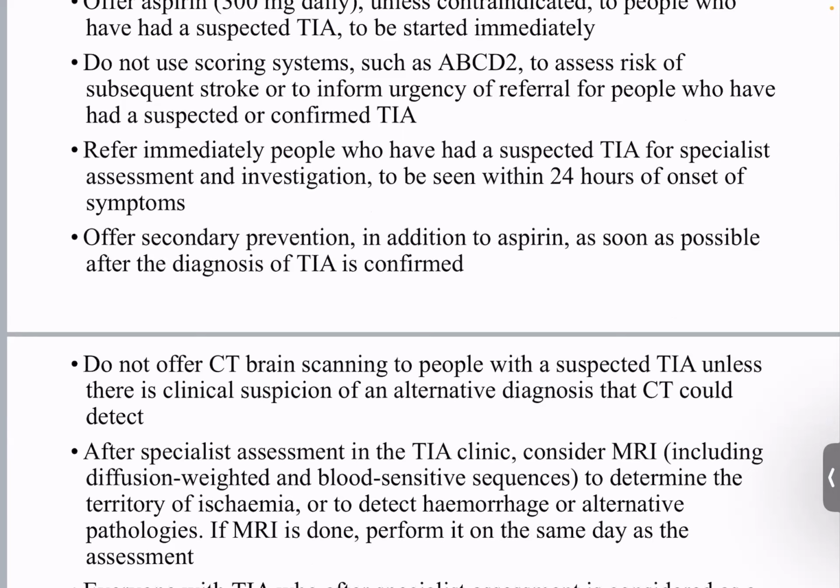Especially diffusion weighted and blood sensitive sequences can pick up the territory of ischemia on MRI and detect hemorrhages or alternate pathologies.